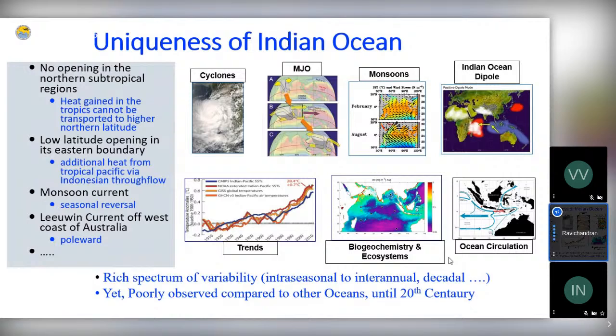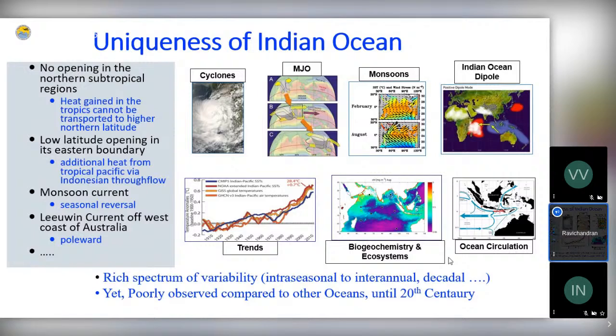Also, in the Southern Indian Ocean, the Leeuwin Current off the west coast of Australia flows poleward when compared to other oceans, where the corresponding current flows towards the equator. So that is very unique.